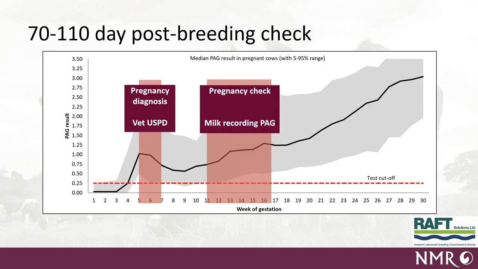So this is really just a summary slide of what we did and what we're suggesting. Early pregnancy diagnosis by the vet at 28 to 35 days, and then follow up with the milk PAG test at 70 to 110 days. What we're trying to find is, are there any of those cows that have lost a pregnancy? Remembering back to one of those earlier slides, we can expect upwards of 10% of cows to lose pregnancy on a normal basis after about 42 days, so after that vet PD examination. So that's the principle of what we're doing, trying to identify those cows that have lost pregnancy.